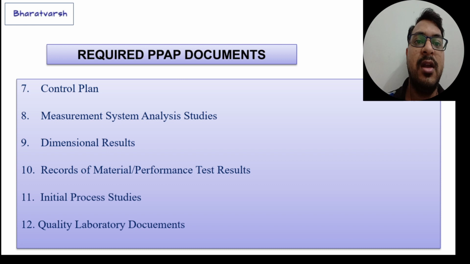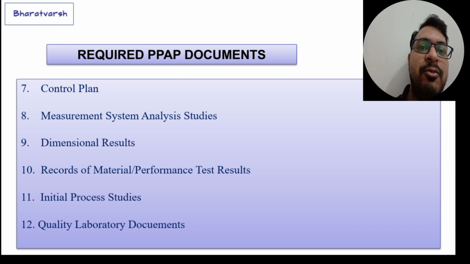10th, record of material and performance test result. Record of material means we have to test the chemical, metallurgical and physical properties of the part or raw material. Then in the performance test result we have to check the performance of the part according to the design records. 11th, initial process study.